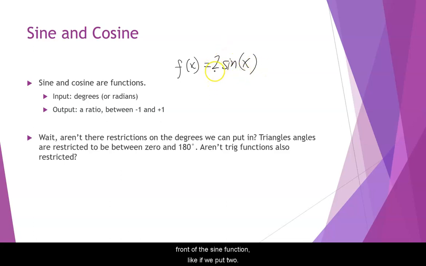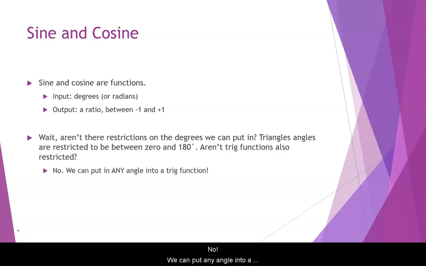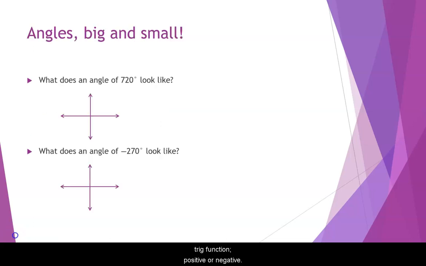That can change if we start messing with numbers in front of the sine function. Like if we put 2, then the minimum and maximum would be -2 to +2. Aren't there restrictions on the degrees that we put in? So far we've only worked with triangles, and triangle angles are restricted to be above 0 degrees and less than 180. Are trig functions also restricted? No. We can put any angle into a trig function, positive or negative.